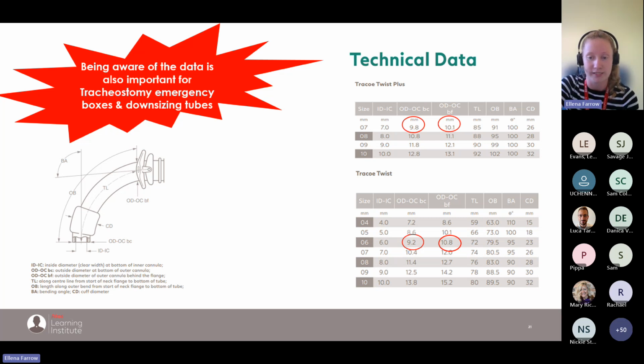It's 10.8mm. So if in an emergency you wanted a smaller tube size because you've not been able to successfully insert that same size, then the size 6 in this case probably isn't going to be any easier to insert. Therefore, the recommendation for a true smaller size tube for this emergency box would actually be a size 5 Twist. So this is why, even within the same make of tracheostomy, we need to be aware of these differences between tubes.